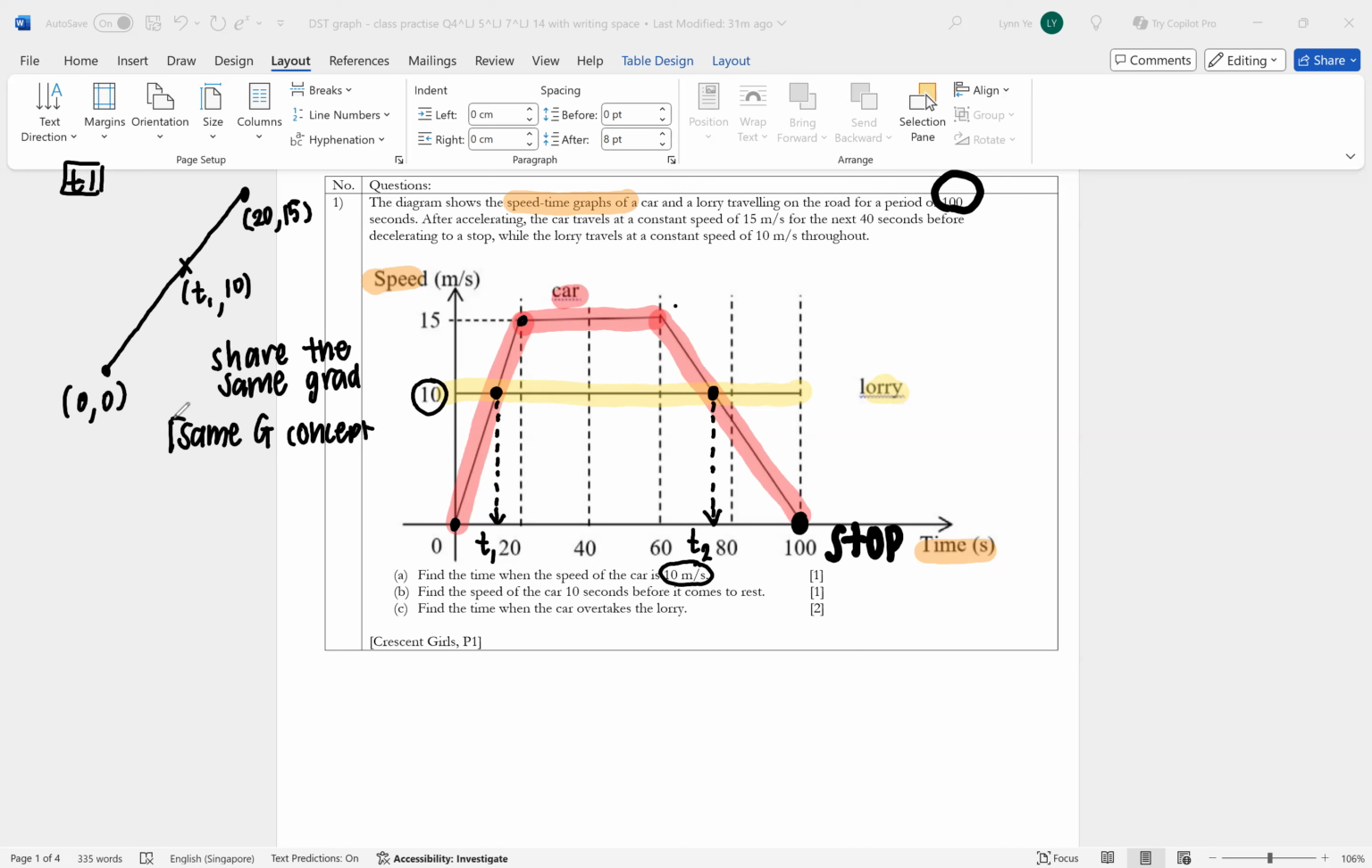And you have to know this because in DST, there are a lot of this kind of question. So what is the same gradient concept? So I know that the gradient of this coordinate and this coordinate will be the same as the gradient of this coordinate and this coordinate, right? So let's do the gradient of the one in tick first. So let's do. Gradient of the one in tick is the same as the gradient of the one in arrow. So someone tell me, what is the gradient for the one in tick?